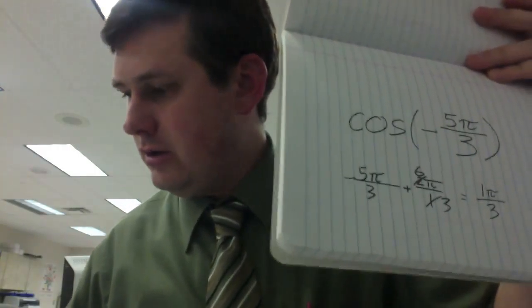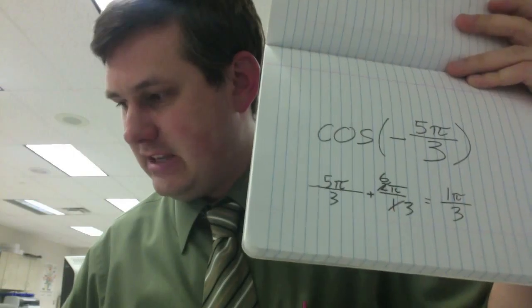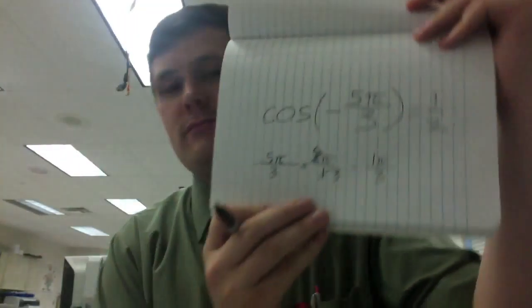So we look at the circle. Pi over 3 is at 60 degrees. The x value is 1/2. So the cosine of negative 5 pi over 3 is 1/2. And that's what we're going to be doing when we find exact values for the trig functions. Next, I'm going to talk about approximated values.